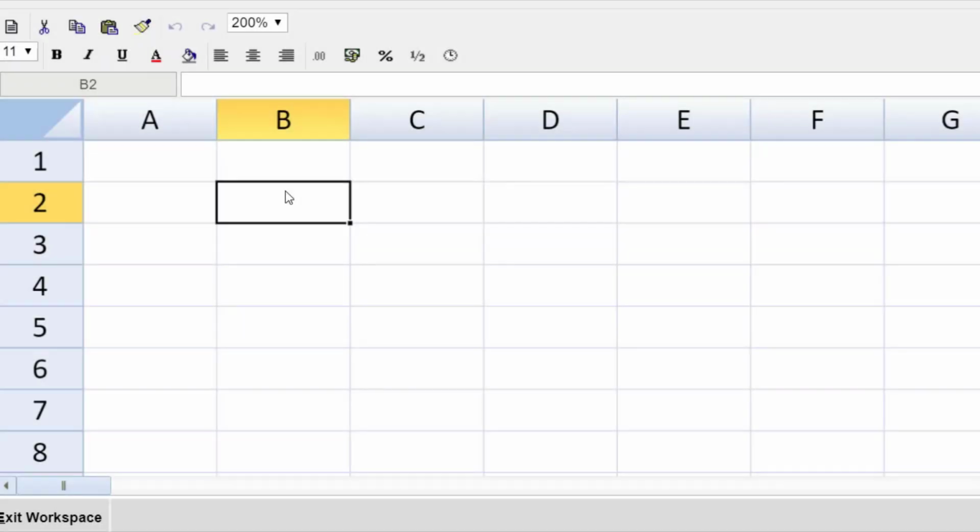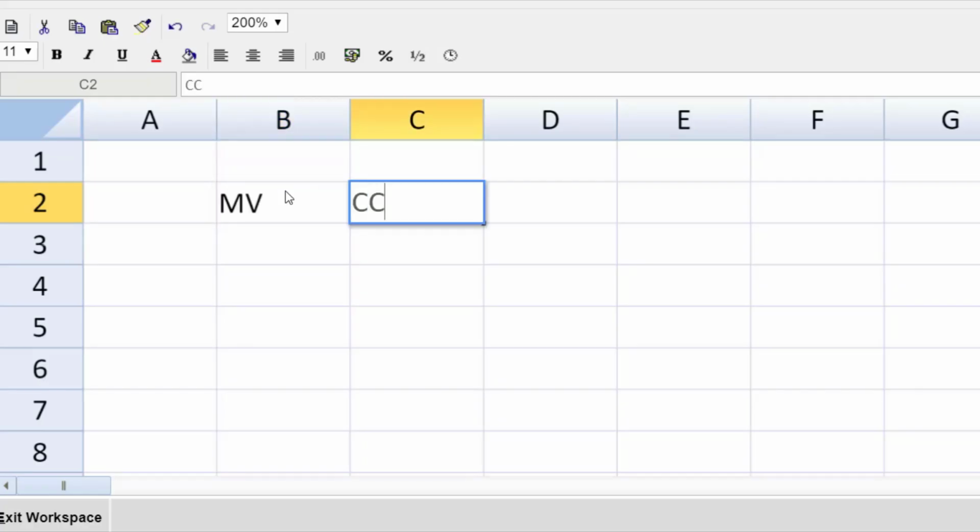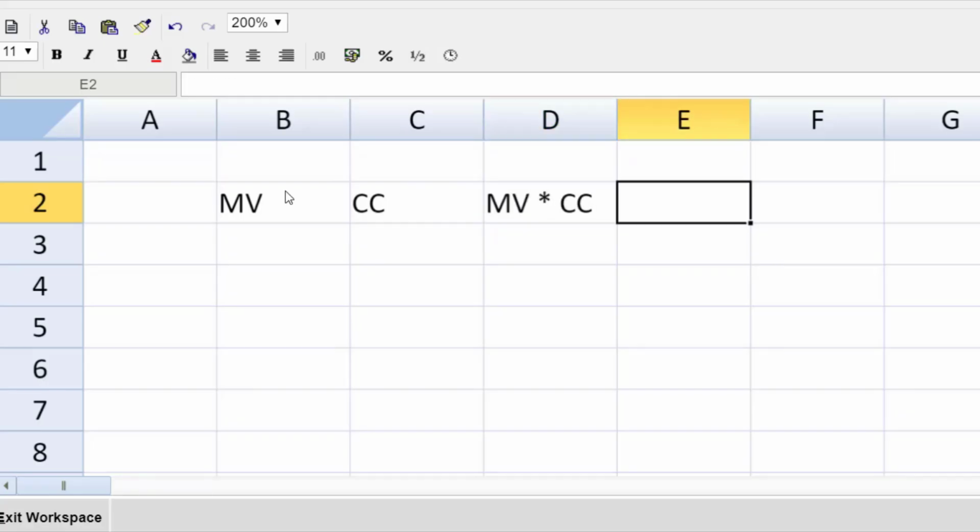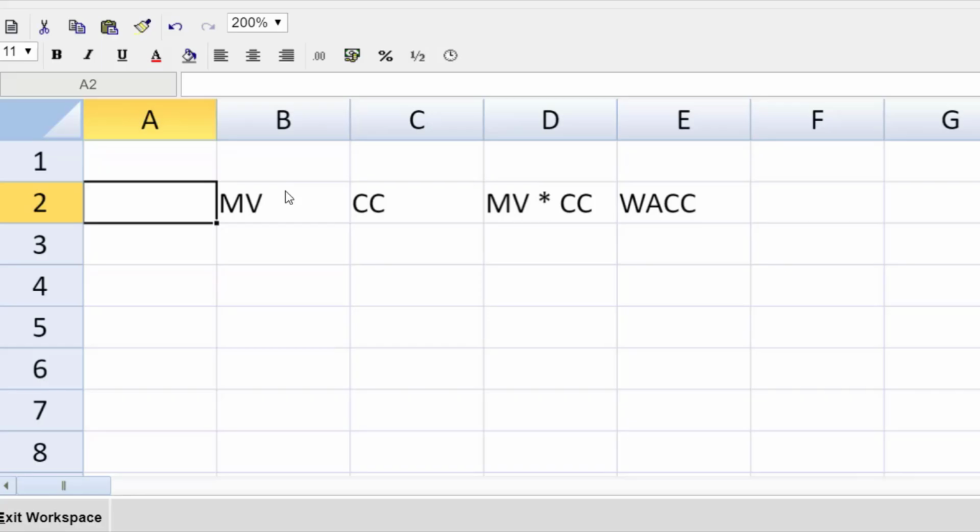Okay, guys, the first step is to create a template or pro forma. And I'll use a standard template for a WACC type of question. We'll start with the column market value. Then we'll move to cost of capital. Multiply one by the other. And we can then get a fourth column for our weighted average cost of capital.